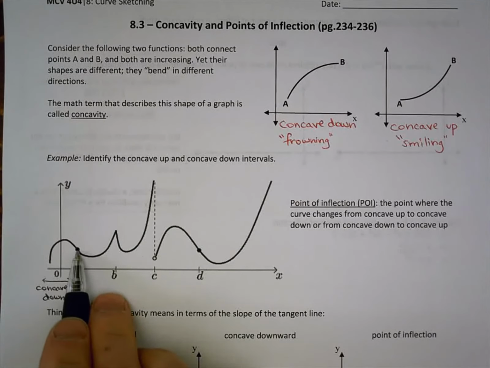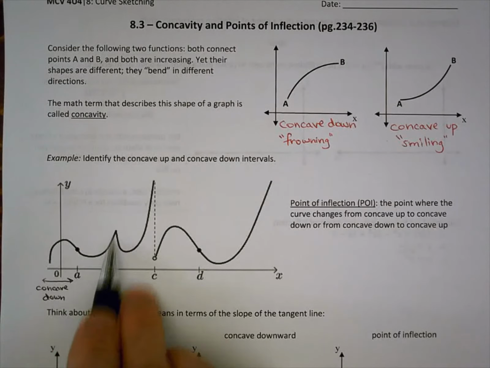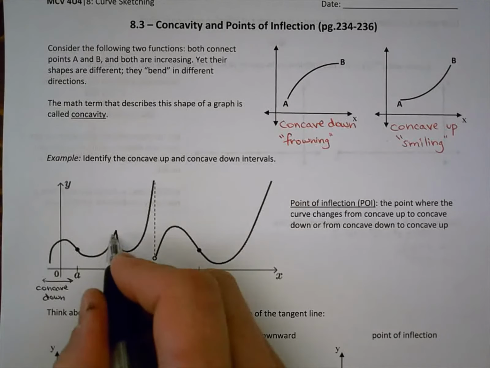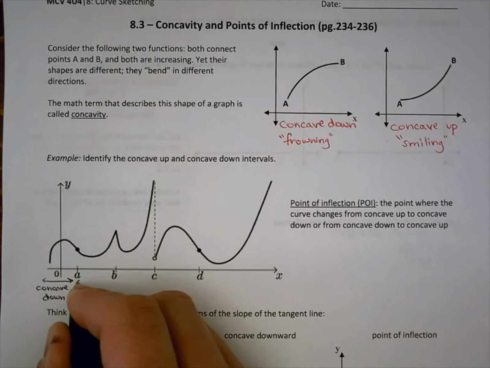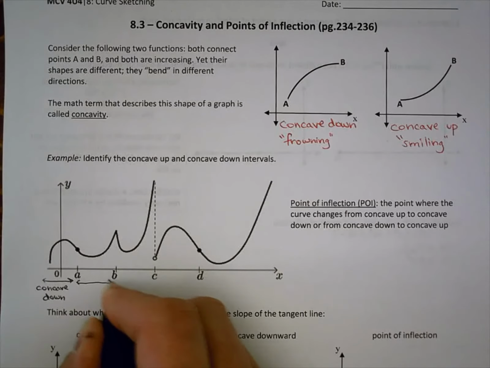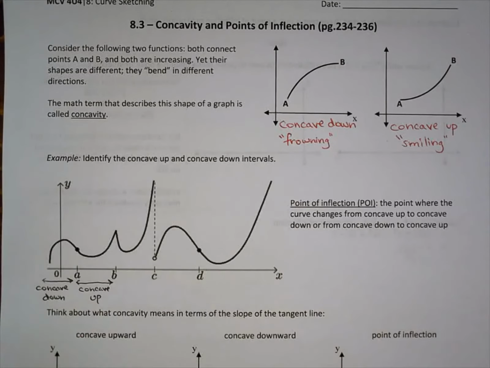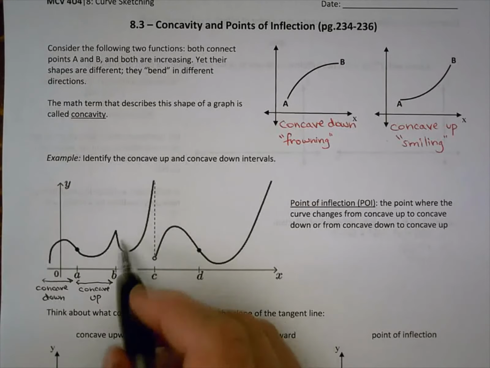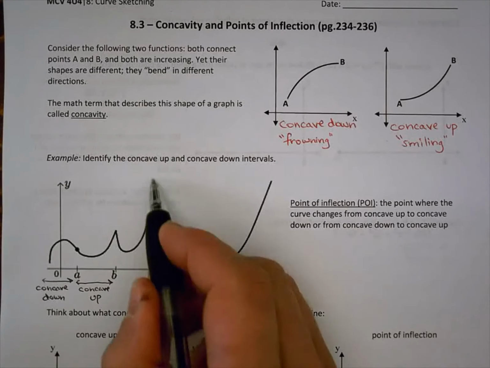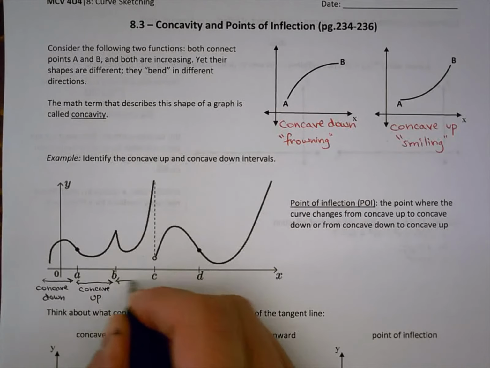And then from this point on, it's facing upward. It's concave up. Here it's all facing up again, so this is another interval that is concave up.